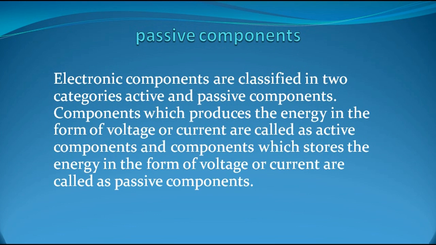Electronic components are classified in two categories: active and passive components. Components which produce energy in the form of voltage or current are called active components, and components which store energy in the form of voltage or current are called passive components.